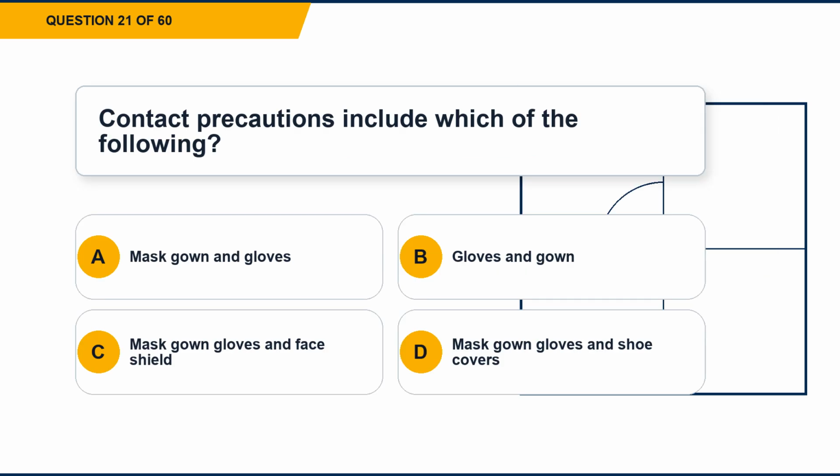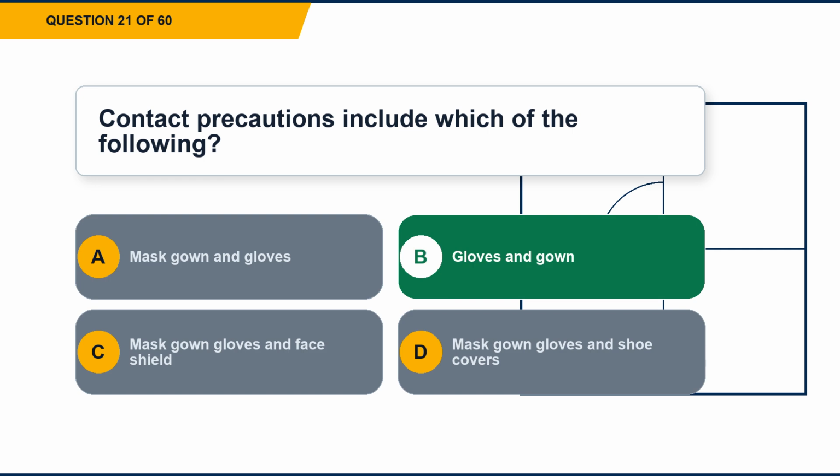Question 21. Contact precautions include which of the following? Option A, mask, gown and gloves. Option B, gloves and gown. Option C, mask, gown, gloves and face shield. Option D, mask, gown, gloves and shoe covers. The correct answer is option B, gloves and gown.